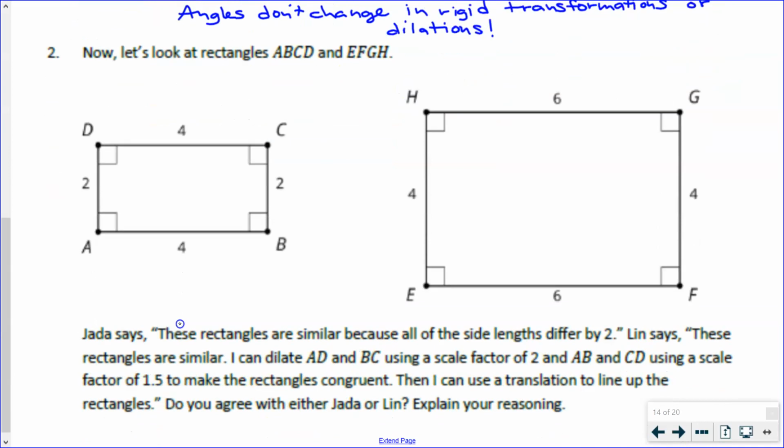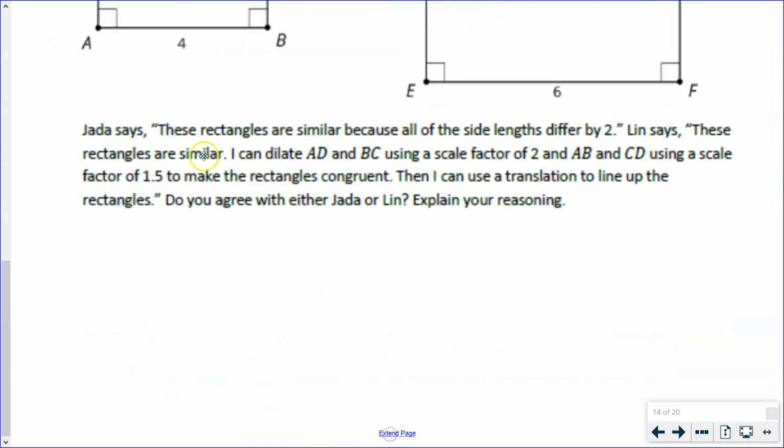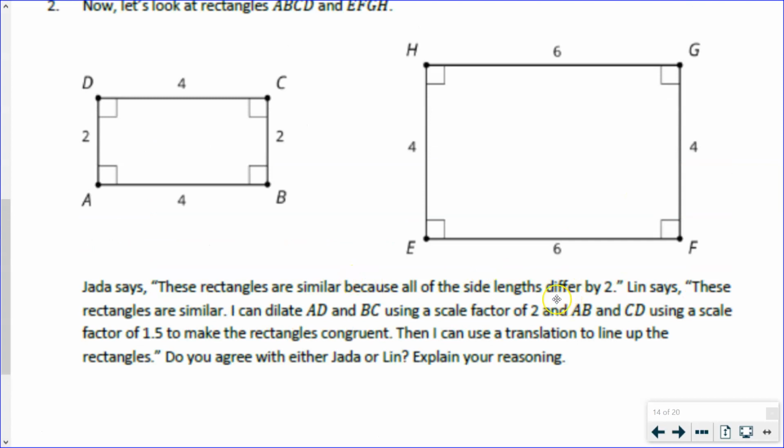Now let's try this again. Now we have these two figures. They are both rectangles because they have right angles. See them? Jada says, these rectangles are similar because all the side lengths differ by 2. Lynn says, these rectangles are similar.